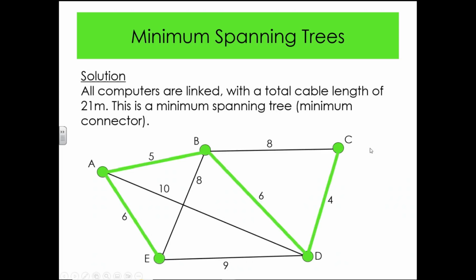This is an example. These lines in green here are an example of a minimum spanning tree. So all of the nodes are linked up. You can get from any node to any other node, but there are no cycles in it. Remember, a cycle is where you can go around. So you couldn't put BC in here because it would make a cycle around BCD. But all of these nodes are still linked.